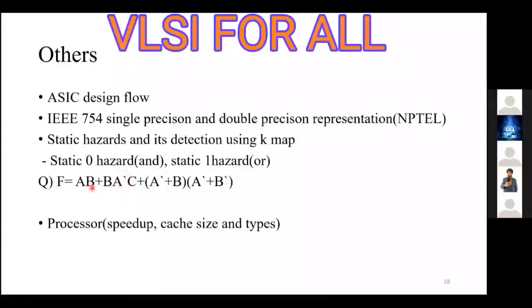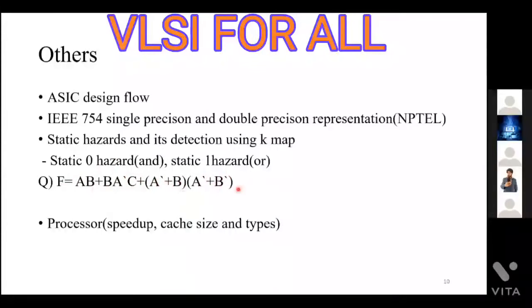So if you assume that B and C are 1, then you will get the output as A plus A bar. So there is a static 1 hazard for the input A. Similarly, you can find other hazards; there is also a static 0 hazard for the B input.